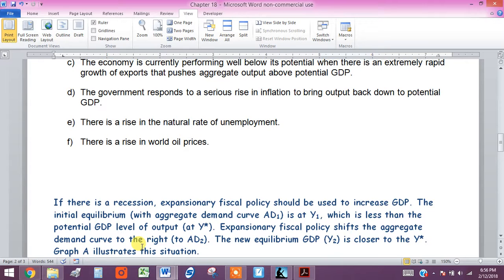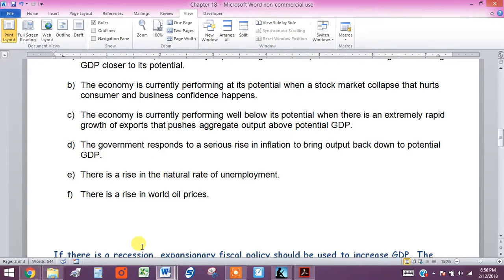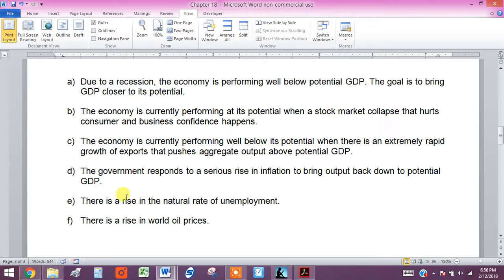Now, in scenario E, there is no graph, because of a rise in the natural rate of unemployment, and you can explain what that is, and you should know that. What does it mean to be at the natural rate of unemployment? Potential, okay? We're at our potential. Potential what? Well, you should know, right?